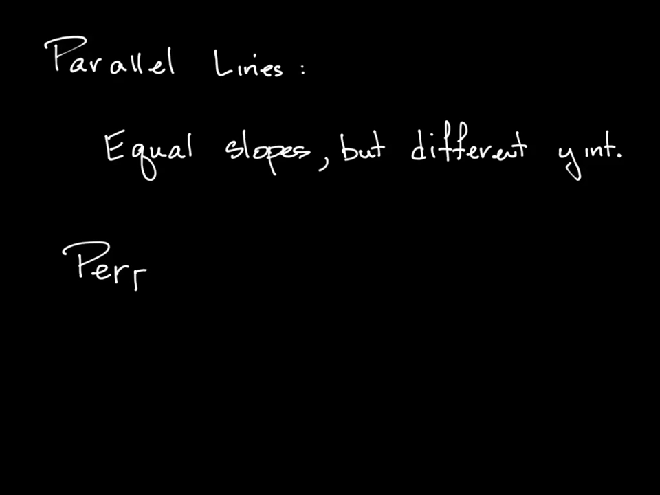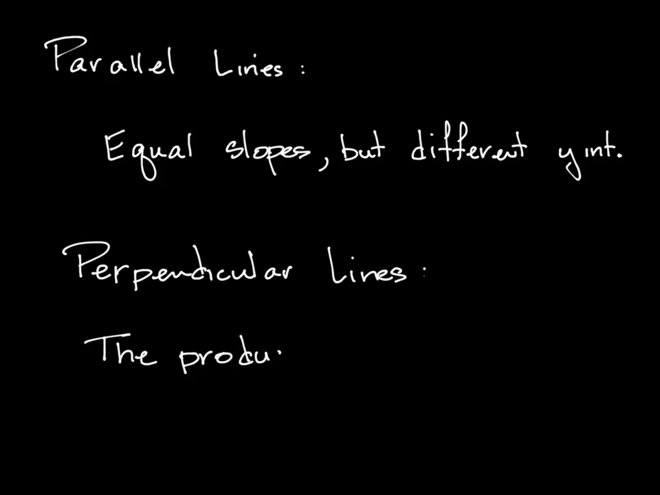Perpendicular lines, those are lines that meet at a 90-degree angle. The relationship of their slopes is that the product of the two slopes is going to equal -1. Another way to think about that is to say that their slopes are negative reciprocals.